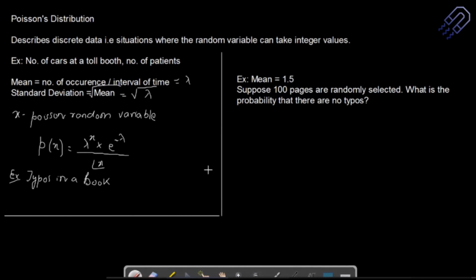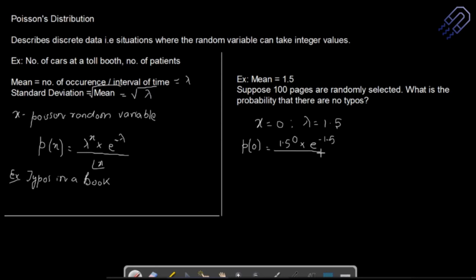So what are the parameters that I have? It's given that x is equal to 0, that means no typos, and the mean is given to be 1.5. If we have that, we can simply use the distribution formula. P(0) is equal to 1.5 to the power 0, into e to the power minus 1.5, where you can take e to be 2.7.